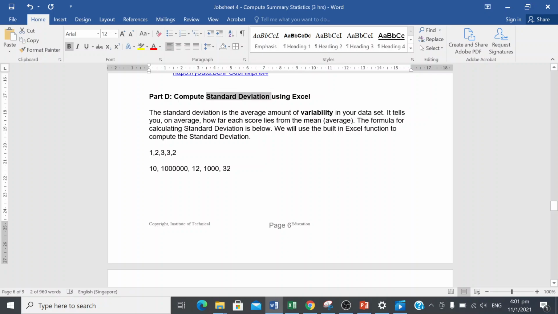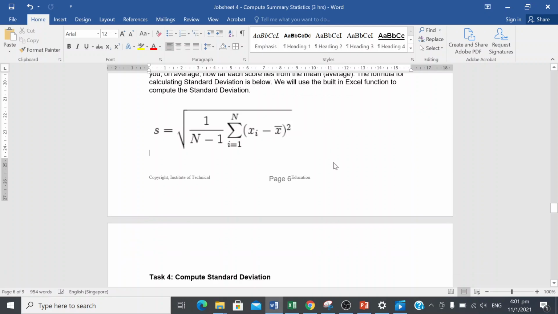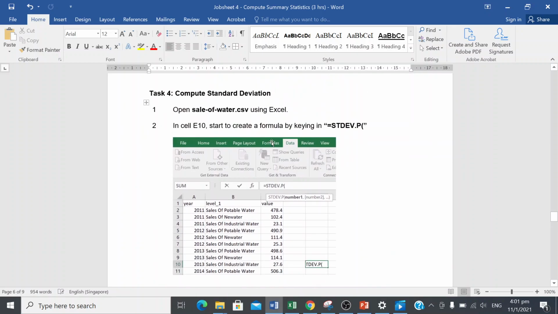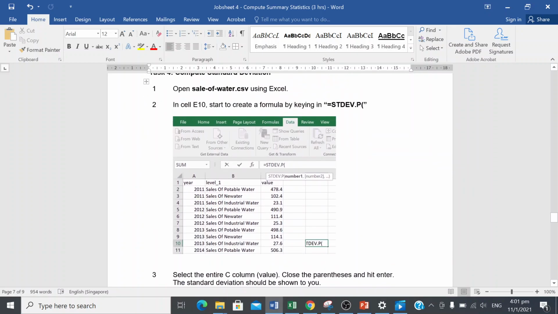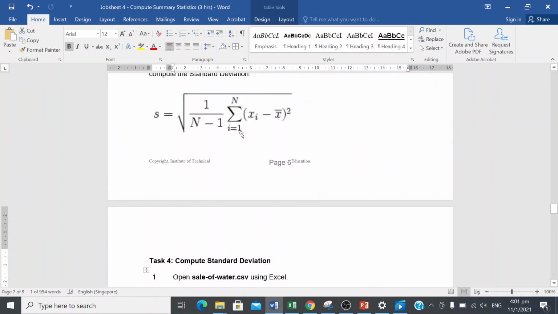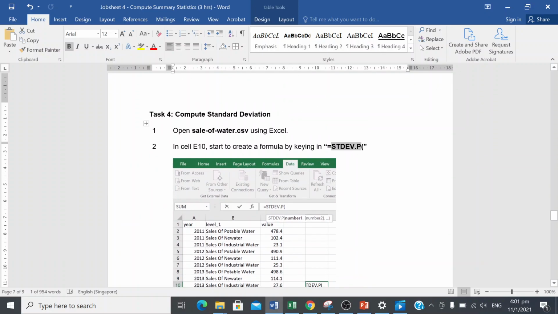Now, if you want to calculate standard deviation, this is the formula, but we are not going to try and use the formula. What we are going to do instead is use the built-in formulas. Doing this by hand will be a bit difficult, but we are going to use the built-in formulas that are already offered by Excel.